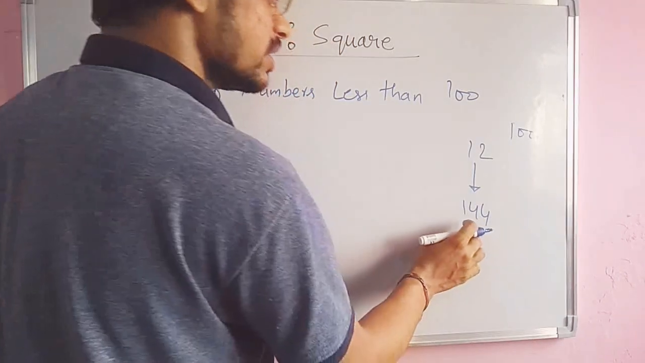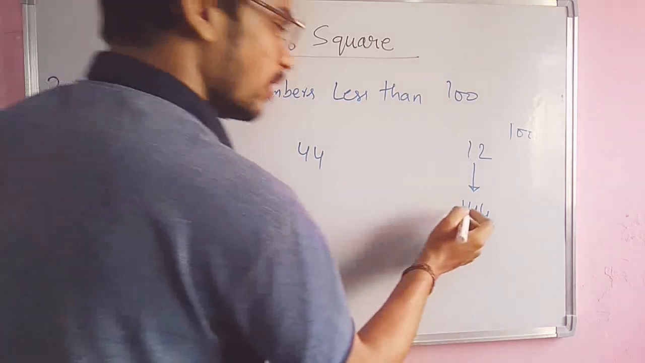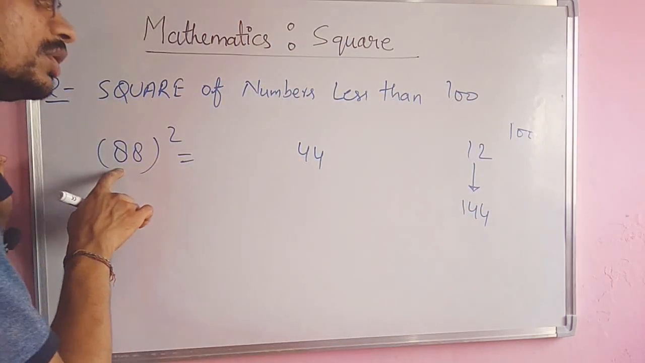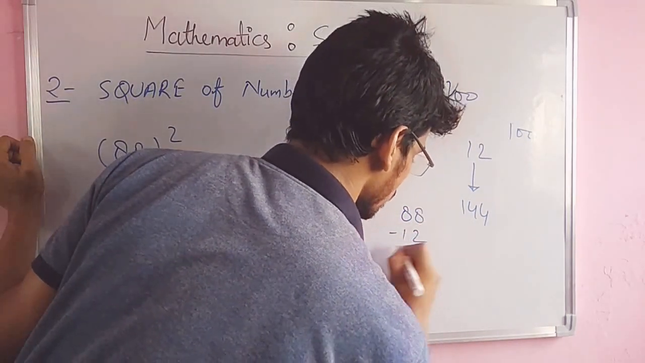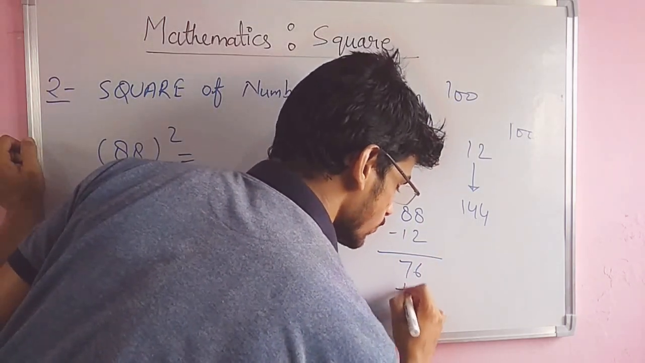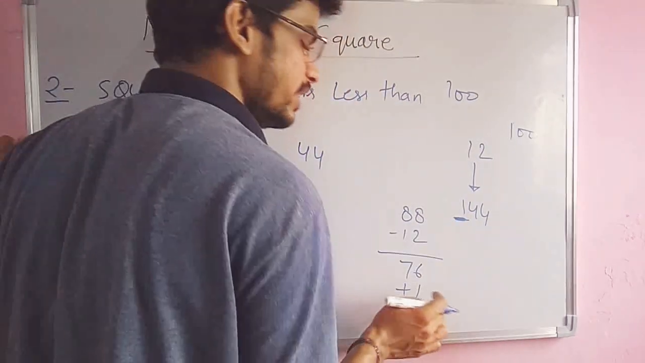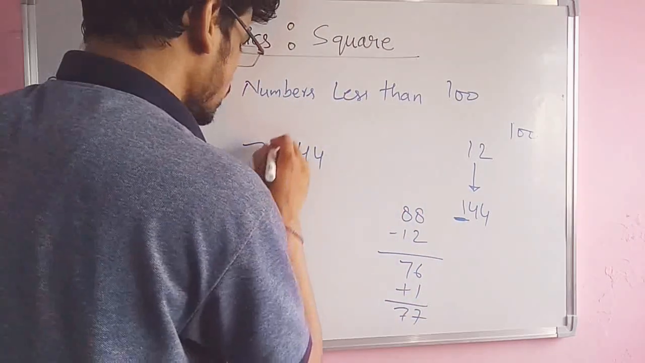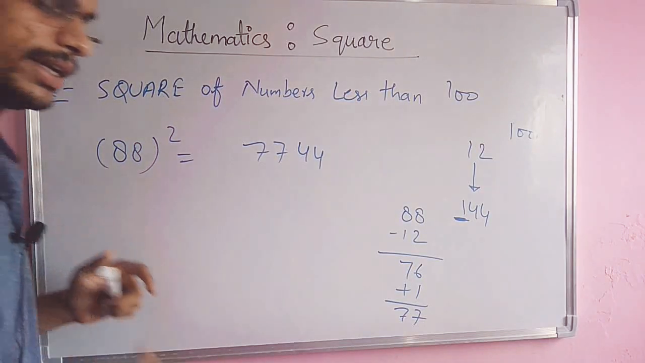Here the last two digits, we can note down as the square. 1 will be added as a carry into this number. 88 minus 12, that is 76, plus 1. This 1 is added as a carry in this number, that is 77. 7744 is the square of 88.